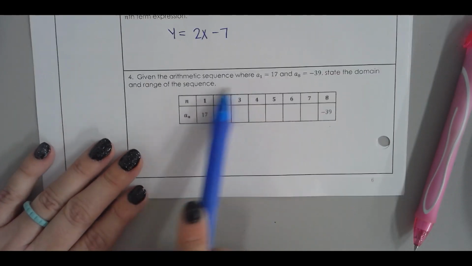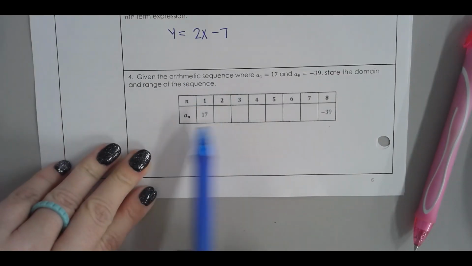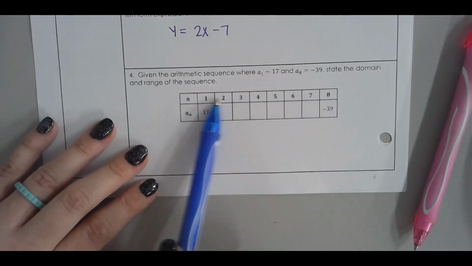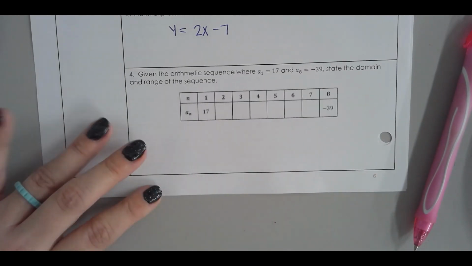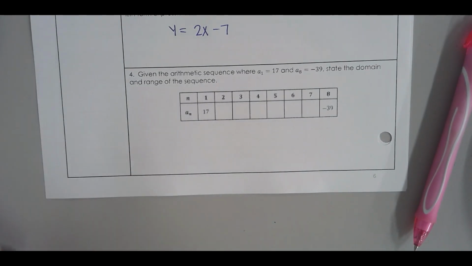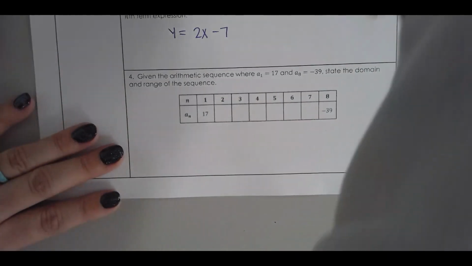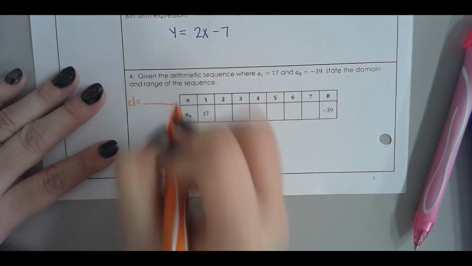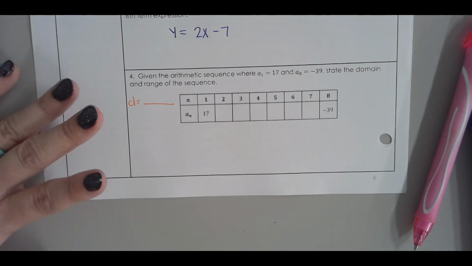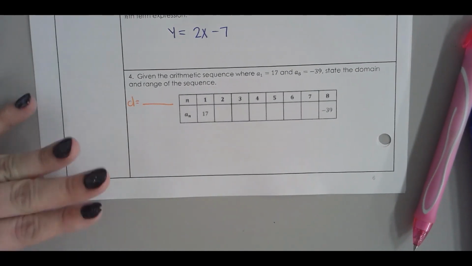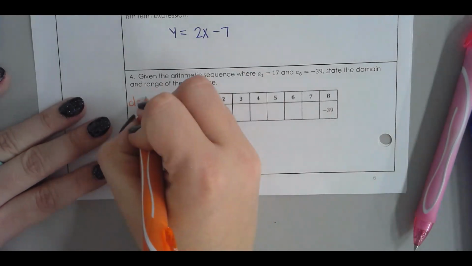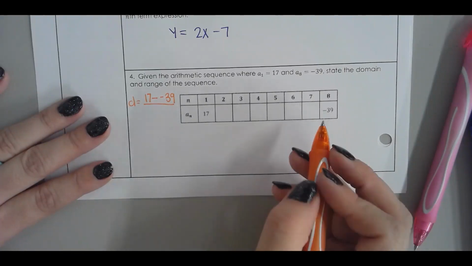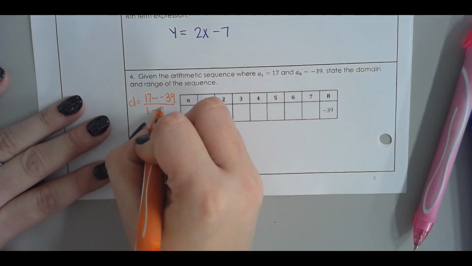Here we have an arithmetic sequence. It's telling us that it gave us 2 random terms. We need to figure out these missing numbers, and then it's asking for the domain and range. So to find the missing numbers, we need to find the common difference. And remember, that's basically slope. You subtract your y's on top, your x is on bottom. So 17 minus -39 on top, 1 minus 8 on bottom.